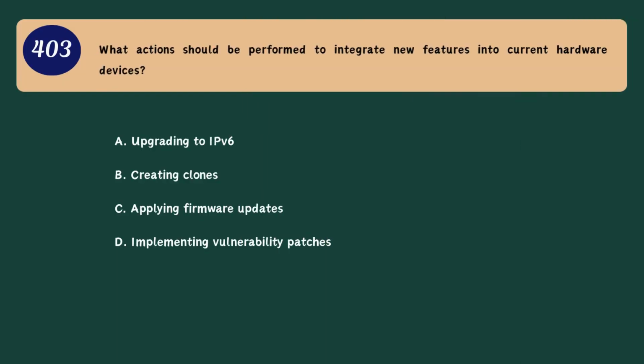Question 403. What actions should be performed to integrate new features into current hardware devices? A. Upgrading to IPv6. B. Creating clones. C. Applying firmware updates. D. Implementing vulnerability patches.